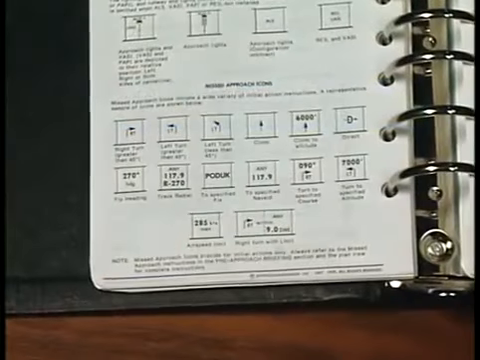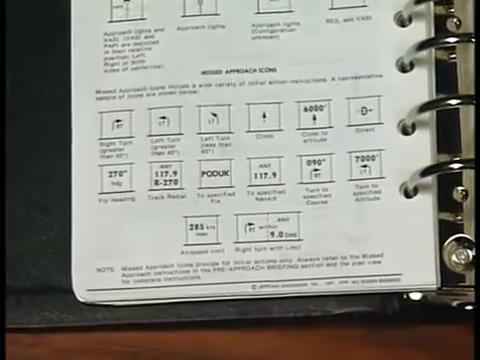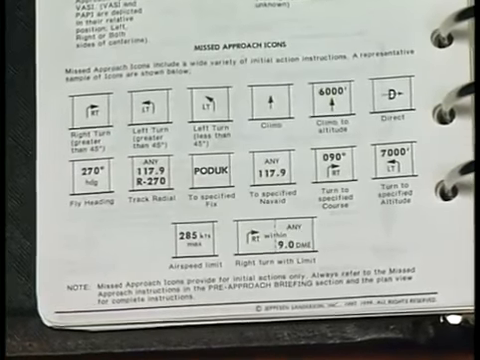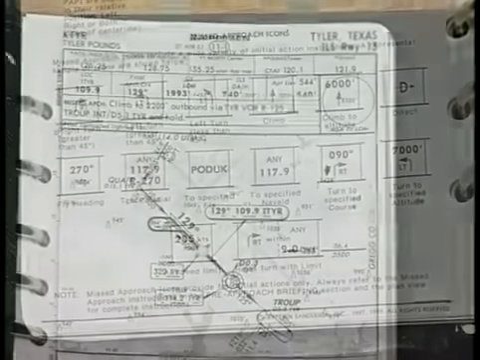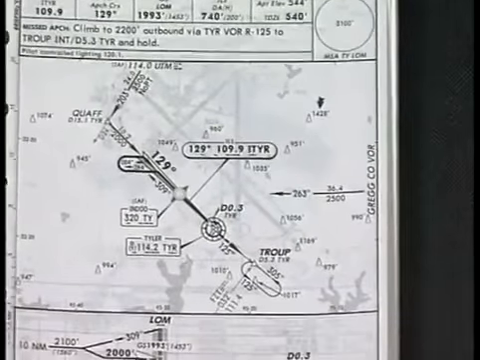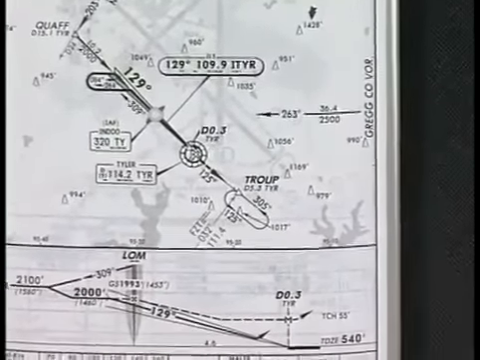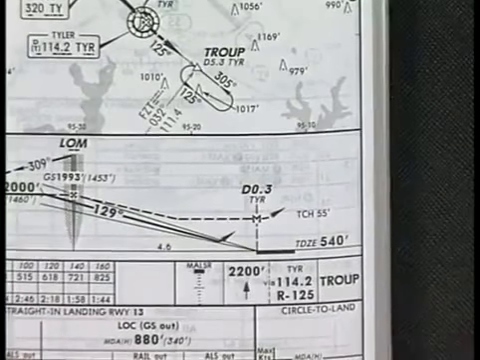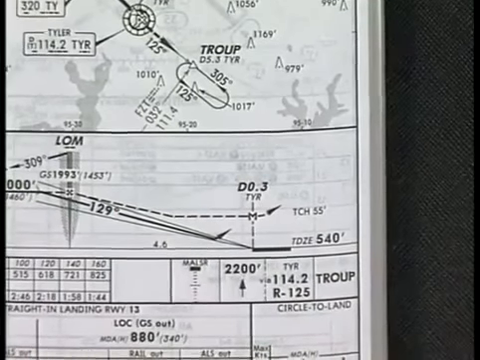The approach chart legend in the front of the airway manual explains other icons that may be used to depict the missed approach procedure. Because each missed approach is unique, read the procedure carefully and compare it to the missed approach track portrayed in the plan view to make sure you fully understand the procedure.